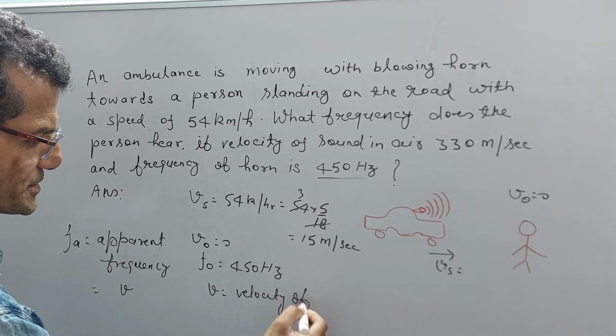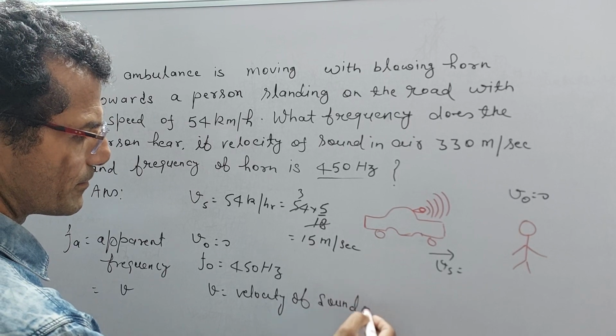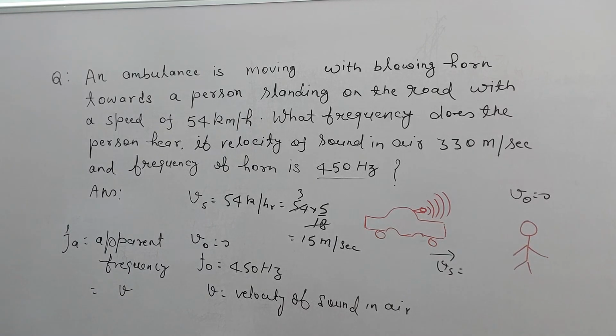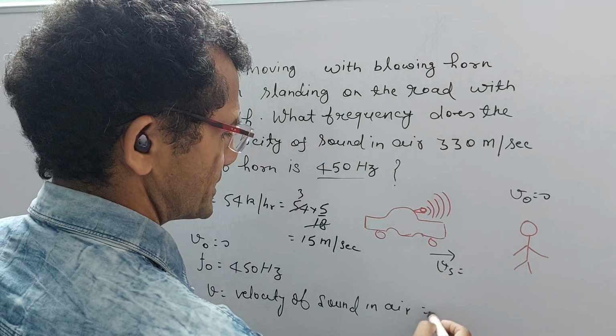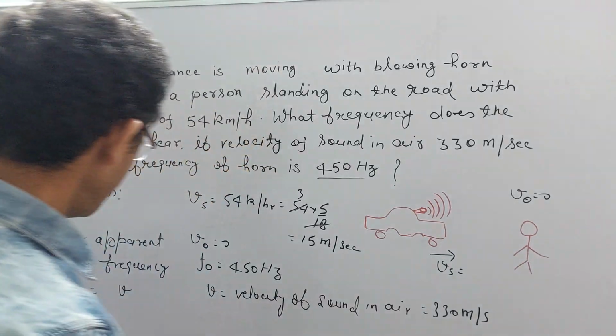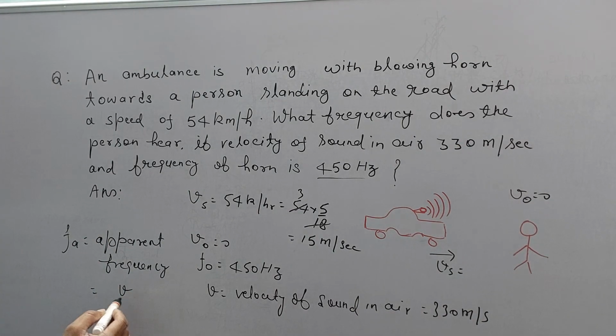Here V is the velocity of sound in air. It is given as 330 meter per second, as we discussed earlier in the theory portion. Now our formula is V divided by V minus Vs, into the original frequency. This will be our apparent frequency.